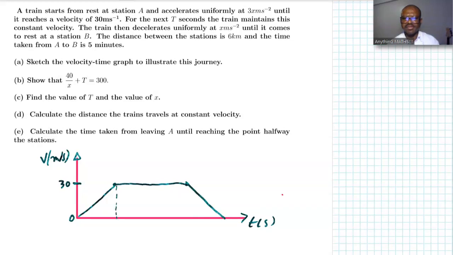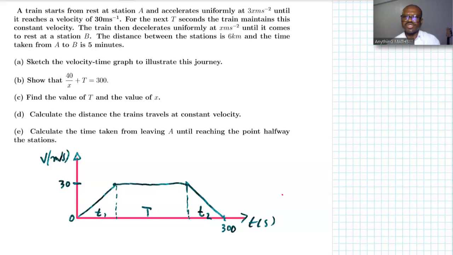From here to there, we can say this is t1, and from here to here it's big T. We're going to have t2 here. It uses 5 minutes. If you convert 5 minutes to seconds, it's going to be 300. So we know now this is 300 seconds. So question A is answered.